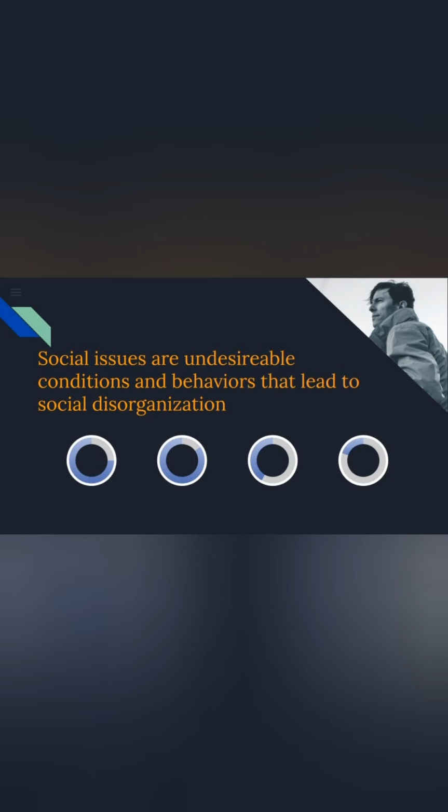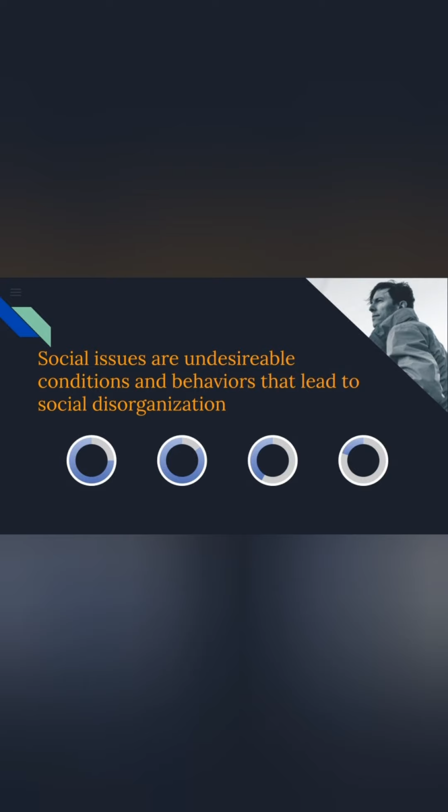Now, as it relates to a definition, social problems are undesirable conditions and behaviors in society, right? And these behaviors and conditions usually lead to social disorganization. So that is the definition that I like to work with. And if you notice, the definition is very comprehensive in terms of covering conditions as well as behaviors. Because if we were to just narrow it down to behaviors, then we could not list something like poverty as a social problem, because poverty is a condition and not a behavior.